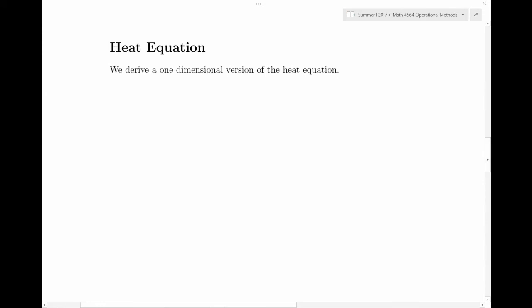So let's talk about the heat equation and how we can derive it. We're going to look at the actual physical process of heat transfer through a thin rod. So we're going to assume that we have a thin rod of constant cross-section.